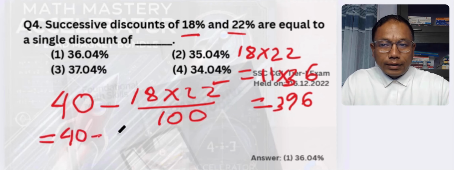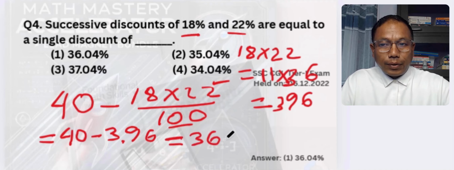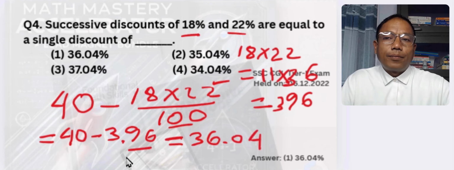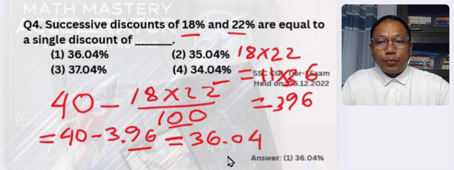40 minus 396 divided by 100 is, point shifts 2 places, 3.96. This value is 40 minus 4 is 36. 100 minus 96 is 0.04. When we have one digit after the point, I subtract it from 10. After the point, if we have two digits, 100 minus. Okay, we have 36.04. Yes, option 1 is the right answer.